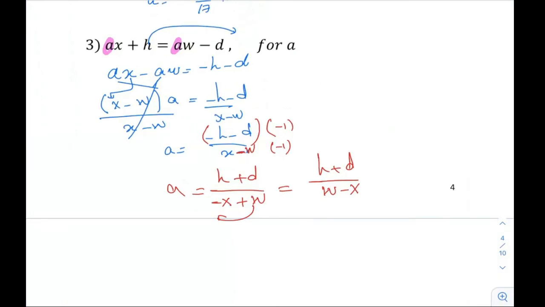Now, for that section, a summary: when you want to solve for a variable, make sure that you are putting this variable and all terms including that variable on one side and anything else on the other side.